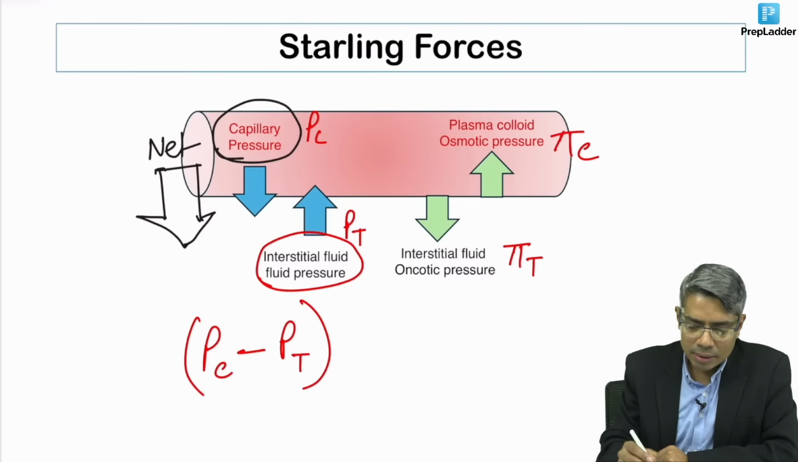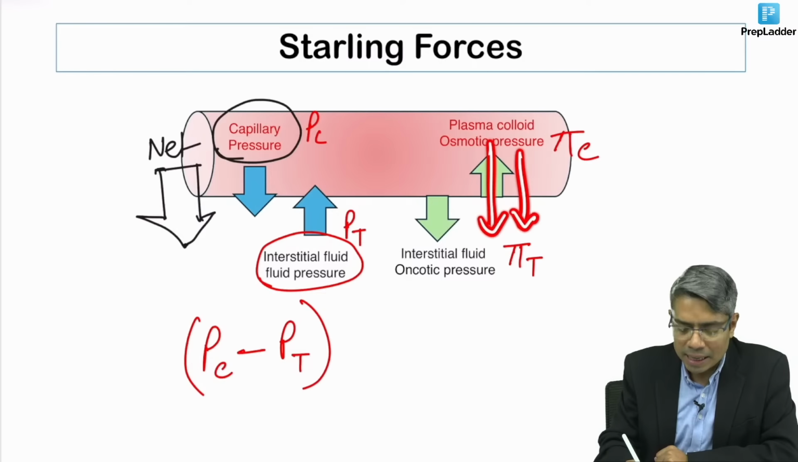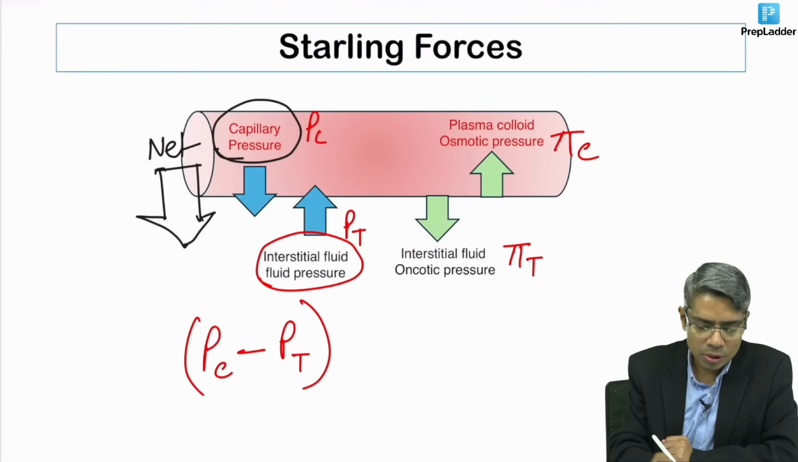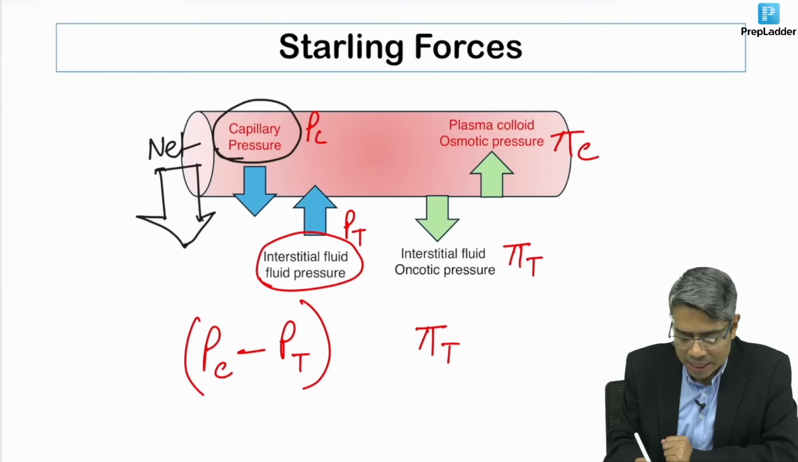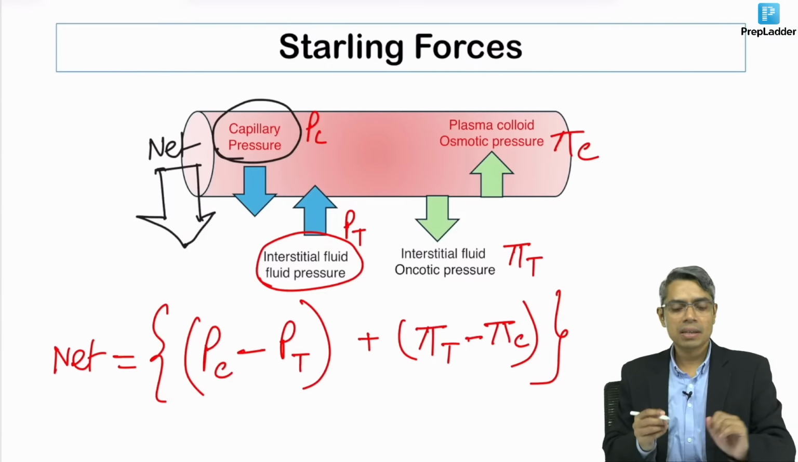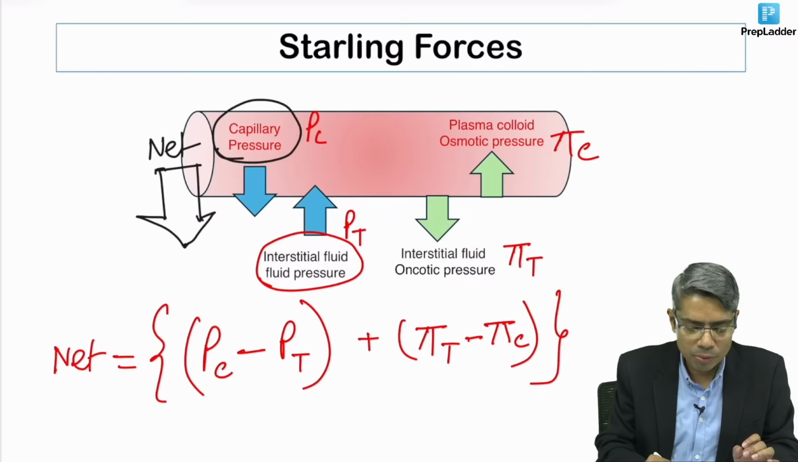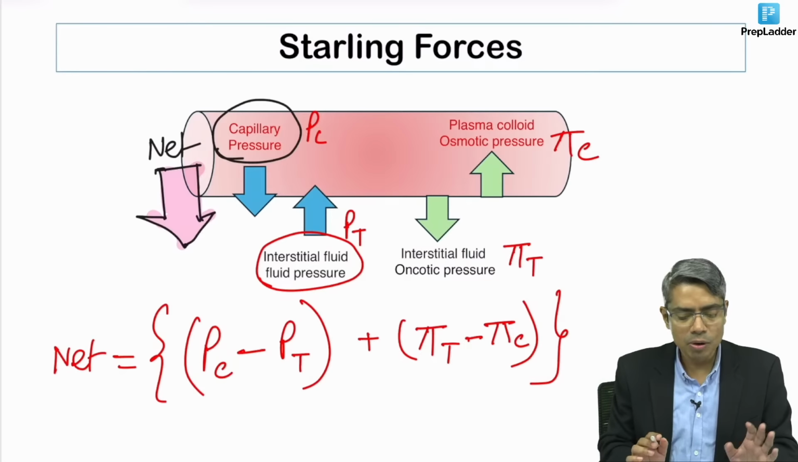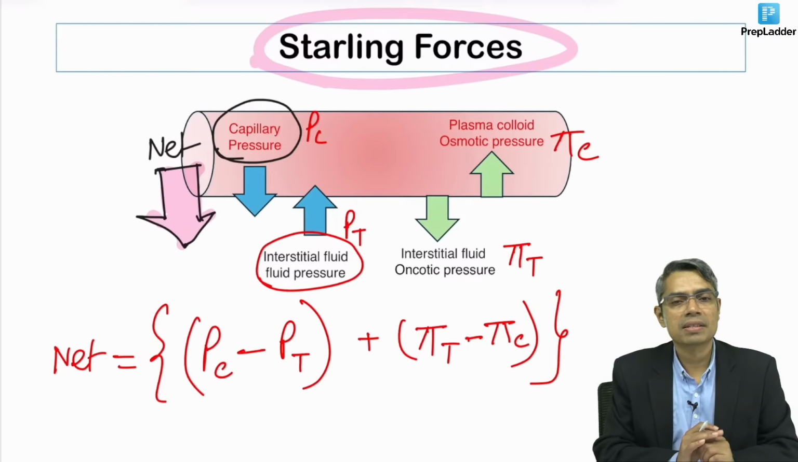I want to calculate the force which is directed from the capillary towards the tissue. So, which force is helpful? Oncotic pressure. So, I will write like this, pi T minus pi C is opposing this. If I add these two forces, this is the calculation of the net force from the capillary towards the interstitial tissue, and this formula was first proposed by Starling. That is why this is known as the Starling force.